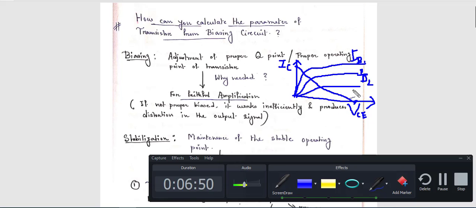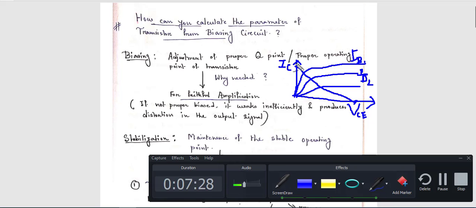Now this straight line is known as the load line of a transistor, and the intersecting point of the load line with the output characteristics curve of a transistor is known as the Q point or quiescent point of a transistor. Again I am saying, so what is the load line? Load line means just the maximum point at the x-axis and the maximum point at the y-axis. Now the maximum point of the x-axis means the maximum value of VCE, the output voltage, and the maximum value of the output current. So you get 2 points.